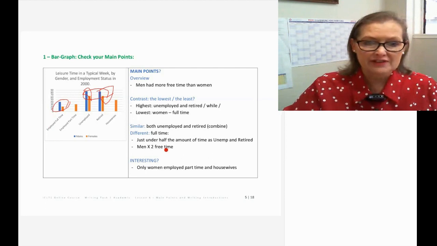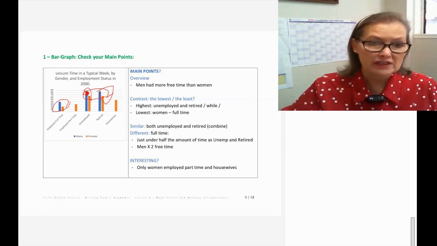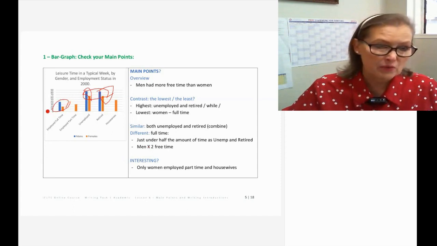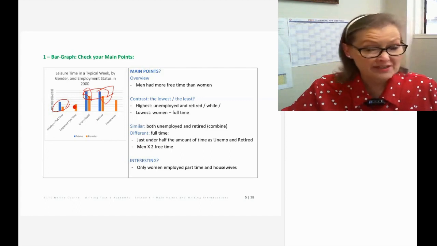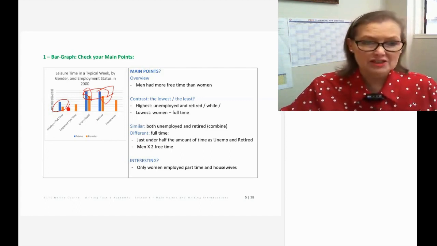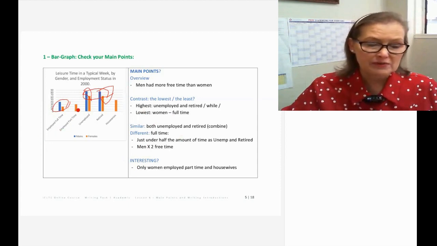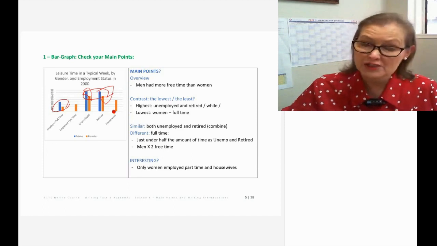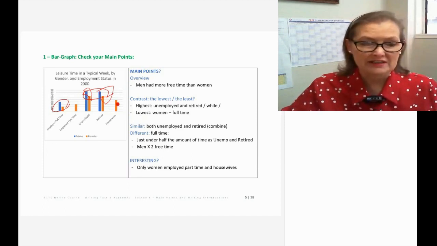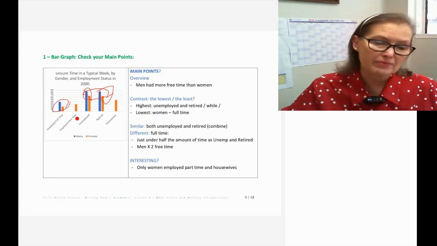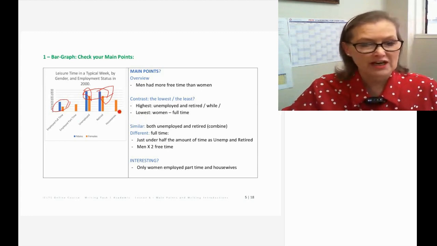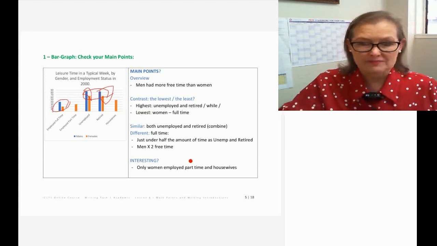And then we could say that in general, the men had more leisure time than the women, and particularly for those working full-time, the men had twice as much leisure time as women. And an interesting point, we could say that only women were employed part-time, so there were no men, and only women were housewives. And we could say then again that those employed part-time have half as much time as the housewives.